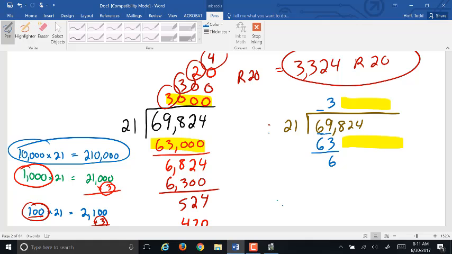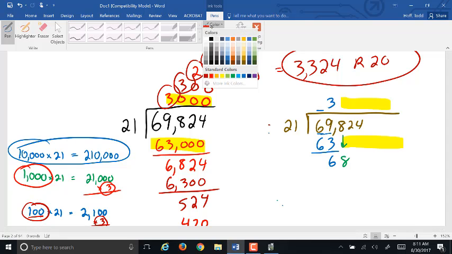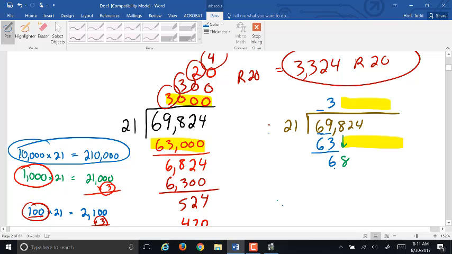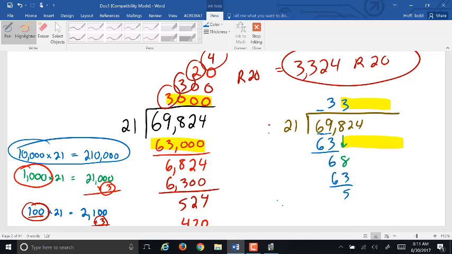Now, depending on where you were taught, most of us were taught to just bring down the next digit. Some people were taught to bring down the rest of the number. And it doesn't matter. They're pretty much the same process. It just looks slightly different. Does that 21 now go into the 63 or 68? Yeah, 3 times. Put 3 there. 3 times 21 is 63. There's 5 left over.